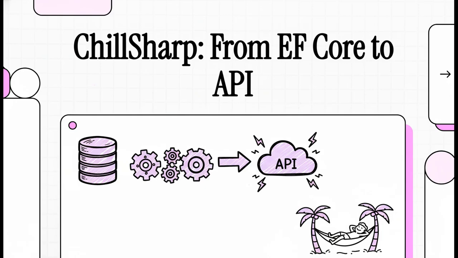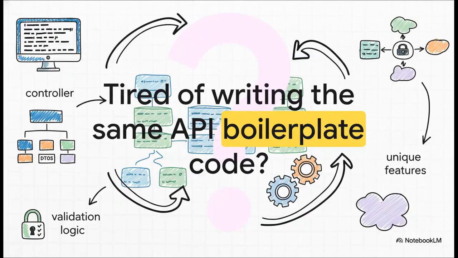All right, so let's get right into it. If you're a .NET developer, you know the drill, right? You spend all this time crafting the perfect Entity Framework Core model. And then the real work starts, the work of turning that model into a full-blown API. But what if that second part, the tedious part, could be almost completely automatic? Let's take a look. I mean, we've all been there.